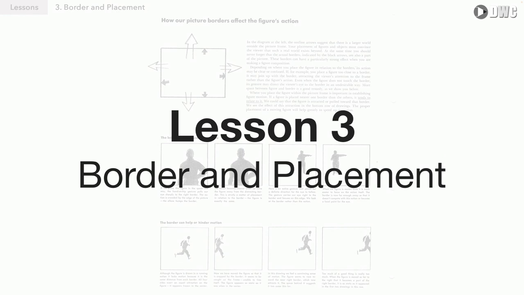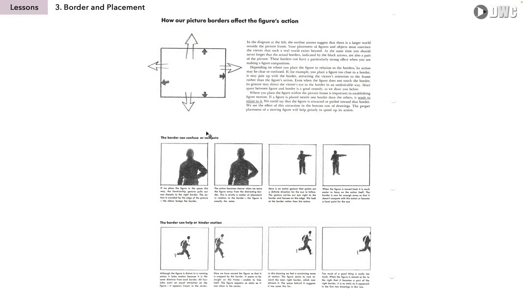Lesson number three, the picture's border and placement. When I saw this, I was instantly reminded of Molly Bang. Comment below if you remember the lesson. All the way back in video number one, we talked about the book Picture This by Molly Bang. One of her lessons is the importance of placement, particularly against the border. When you place a compositional element, in this case a character or a figure, close to the border, it affects the picture dramatically.